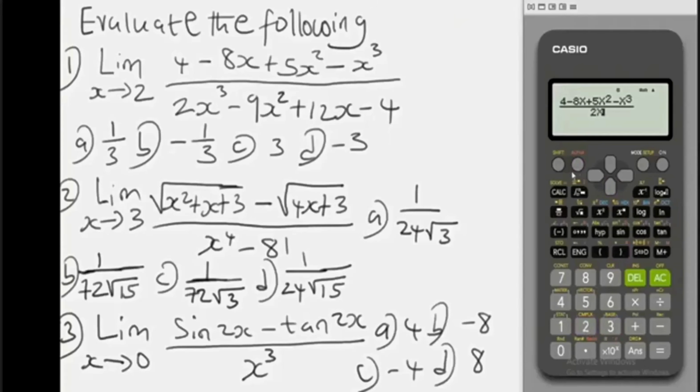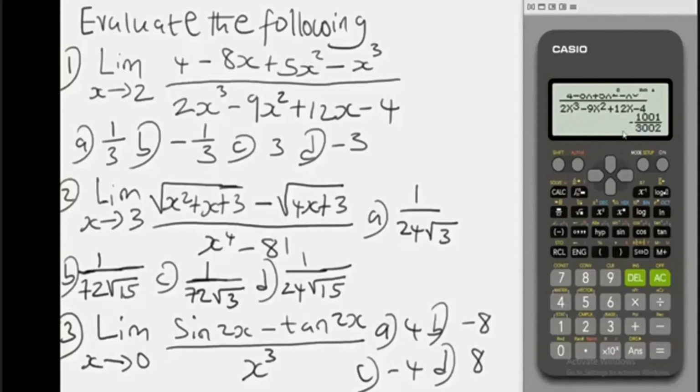cube, make use of this power function, then minus 9x square, plus 12x, and minus 4. So that's it, guys. Let's now press equal and see what our output will be.